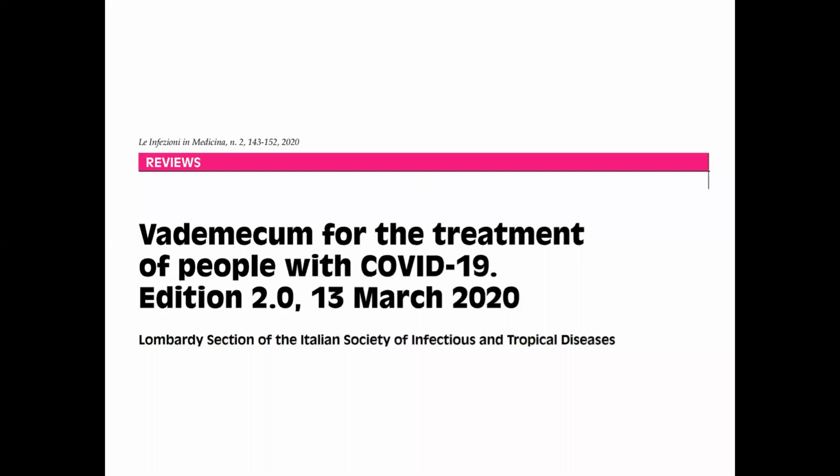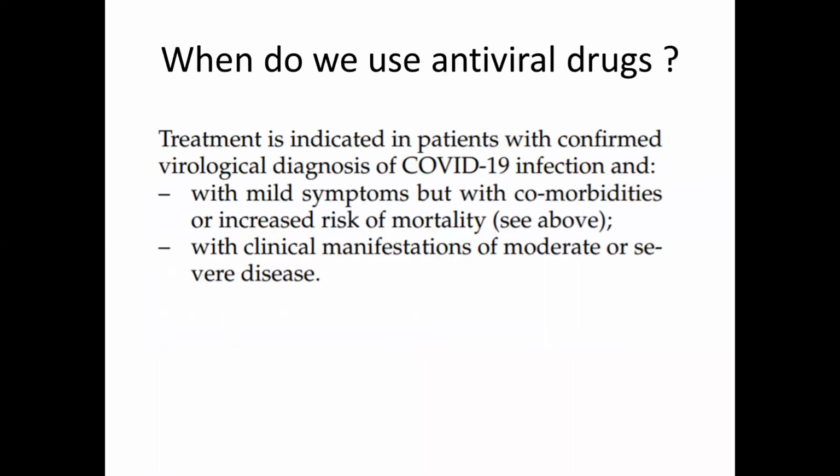And the Italian is one such from the Italian experience where they had to come with a criteria for treatment of patients who have COVID. And the treatment is indicated in patients confirmed with virologic diagnosis. And you only treat patients with mild symptoms if they have comorbidities and increased risk of mortality. Obviously, one would want to use drug therapy in a diabetic, in a hypertensive, in an elderly person who have symptoms. Otherwise, treatment would be useful in patients with clinical manifestations that are moderate to severe.